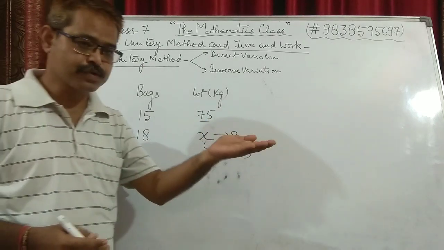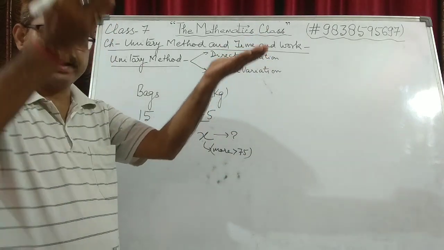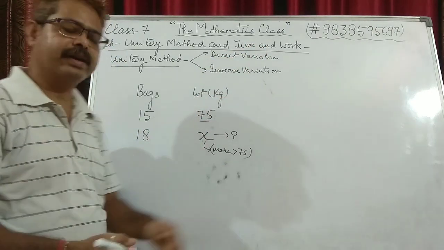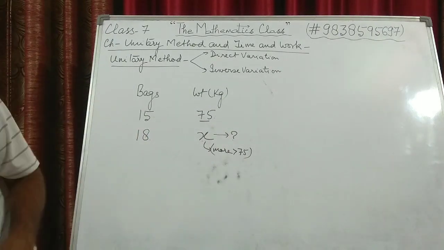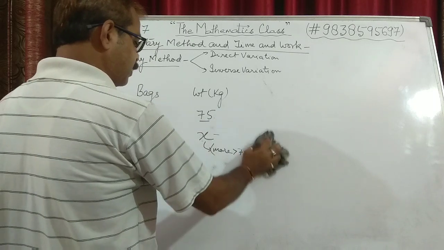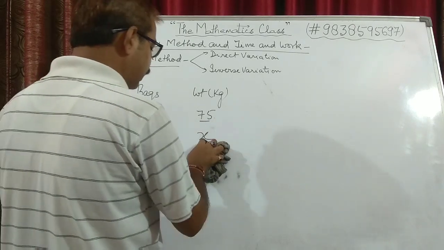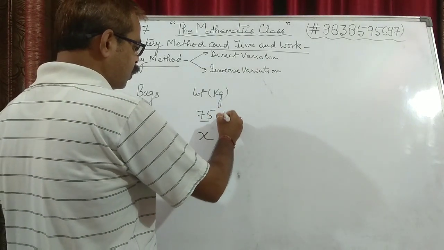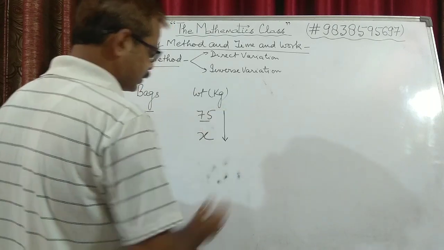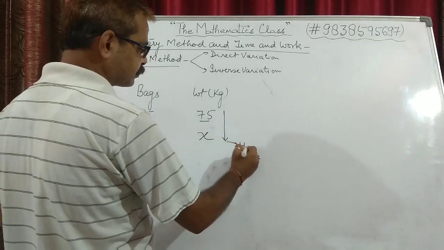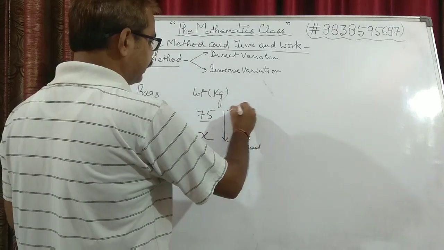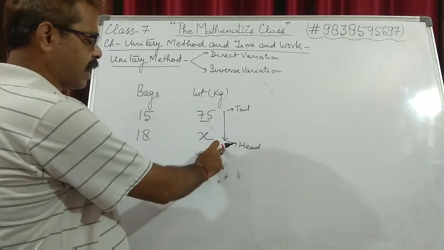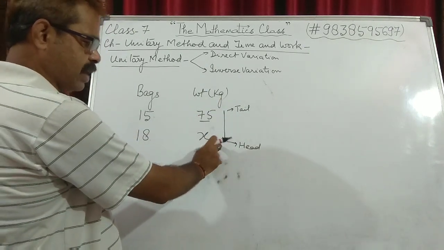Direct variation means as one quantity increases, the second quantity also increases, or as one quantity decreases, the second quantity also decreases. To mark this, we always put an arrow towards x like this. This is the head of the arrow and this is the tail of the arrow. We always mark an arrow towards the right, towards the x.